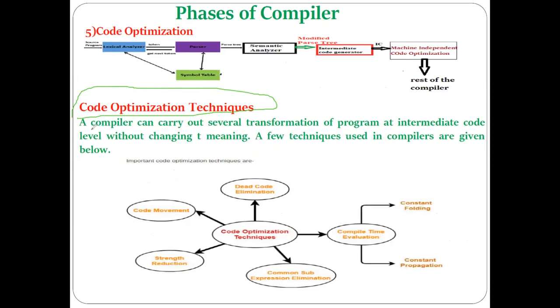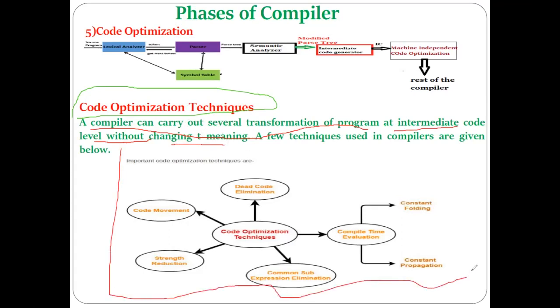Here I have mentioned a compiler can carry out several transformations of a program, in the sense the compiler can do several changes in the program at intermediate code level. Means the compiler can perform the changes in the intermediate code without changing its meaning. Now in order to do that, these are the different techniques available. In detail we will discuss these techniques with examples.